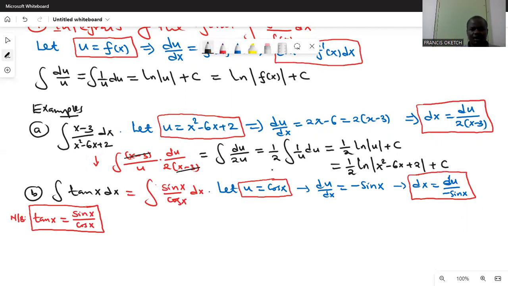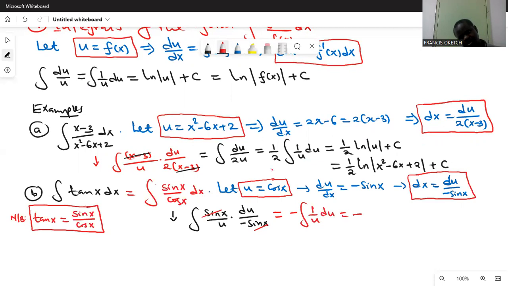If I substitute into my integral, I'll get the integral of sin x over u dx, which is du over negative sin x. You realize that sin x will cancel with the other one, so that we have the negative outside, the integral of 1 over u du, which is negative ln u plus a constant c.